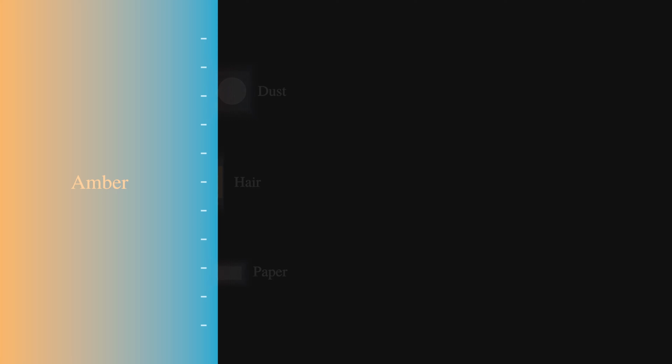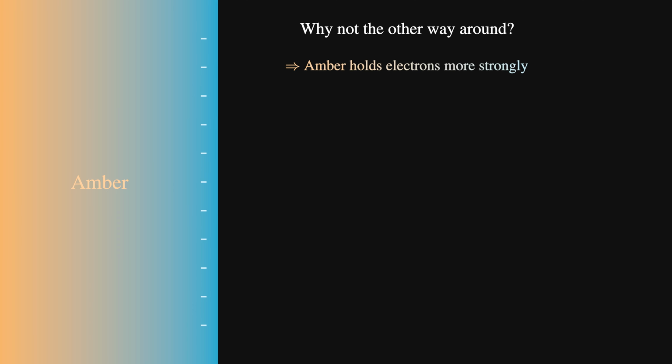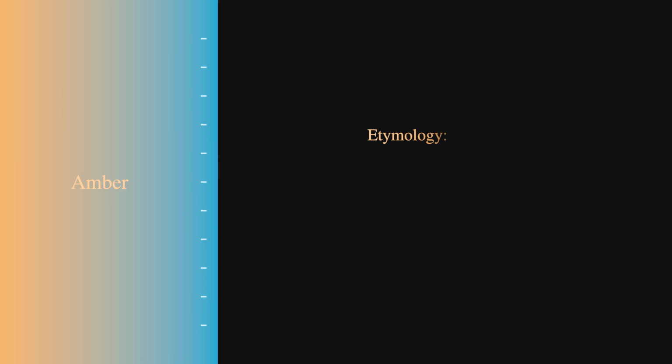Now you might be wondering why electrons move from the fur to the amber and not the other way around. The answer is that amber can hold onto electrons more easily than fur can. In other words, the amber has higher electron affinity than fur, which means that electrons are more strongly held to it. By the way, amber translates to electron in ancient Greek.